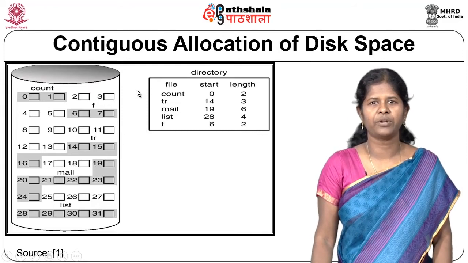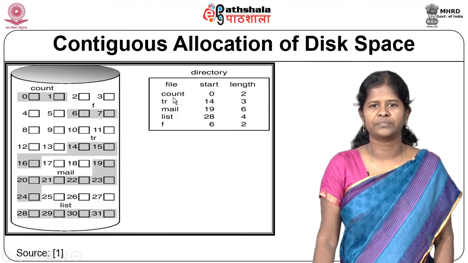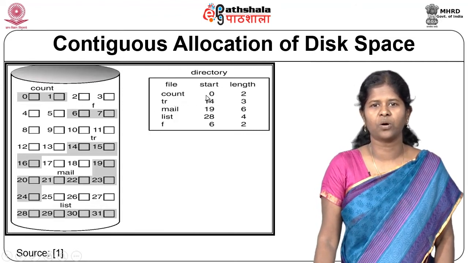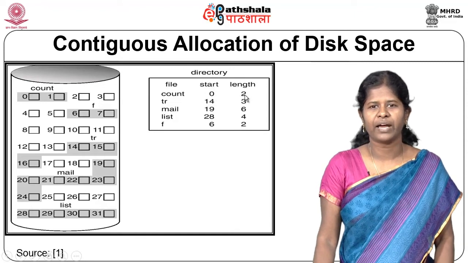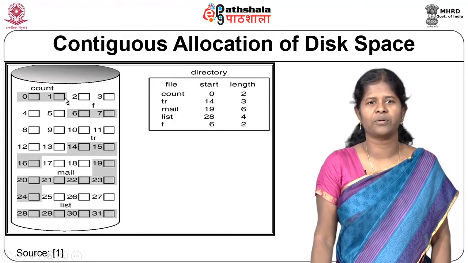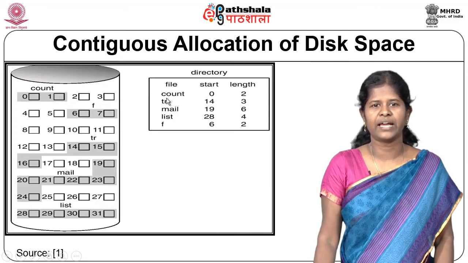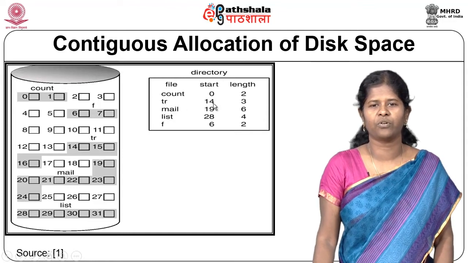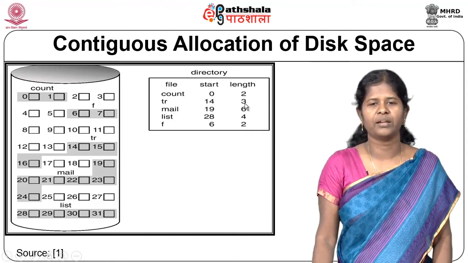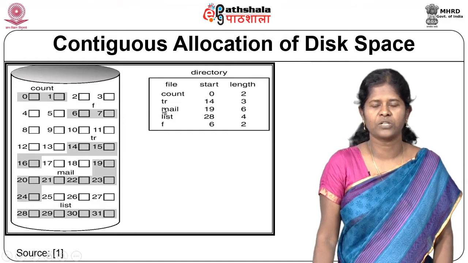Now look at this figure. Here is an example of how a file is allocated contiguously. There is a file called count which starts from disk block number 0 and the length of the file is 2, that is, it spans 2 disk blocks. So, here you can see that disk block number 0 and disk block number 1 are allocated for this file, and the next file, TR, starts from disk block number 14 and it spans 3 disk blocks. So, 14, 15 and 16 are allocated to this file called TR.